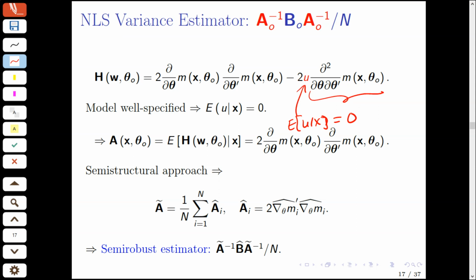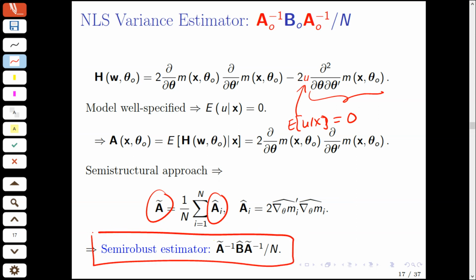Hence, the semi-structural approach to estimation of A0 yields an estimator, A tilde, which is an average over estimates of the ith conditional Hessian contribution, which is here given by 2 times our earlier estimates of the gradient of m for the ith individual. Using this in place of A0 and our earlier estimator of B0, we can construct a semi-robust estimator of the asymptotic variance of the nonlinear least squares estimator.